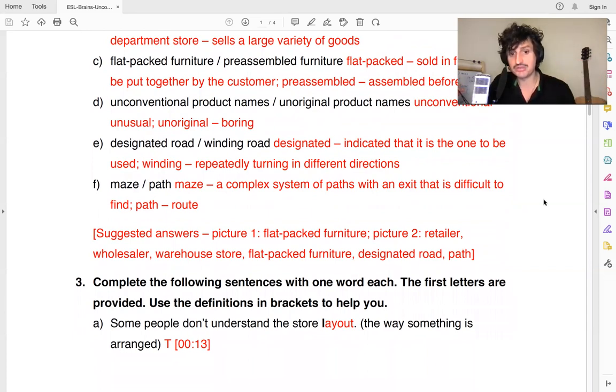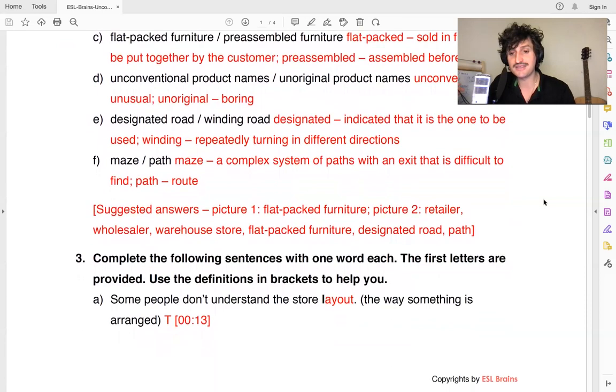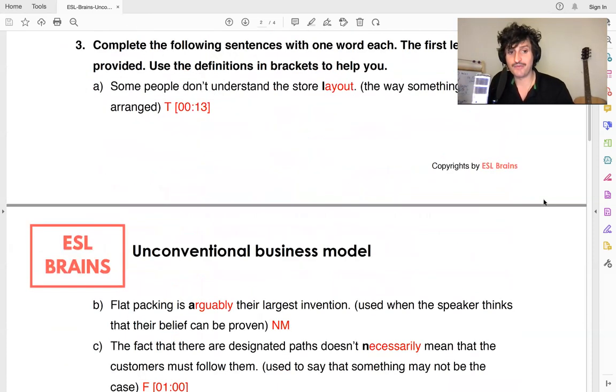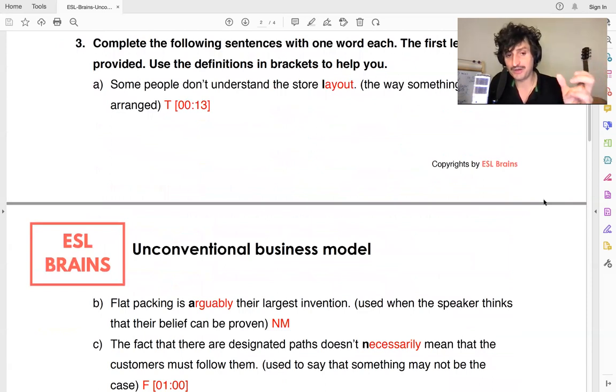So, let's say the store layout is how everything is arranged. In normal stores, you have it by sections, right? You go to the furniture section, you go to the toy section. So that's the layout, how everything is arranged. Okay. Now, flat packing, we talked about what flat packing is.